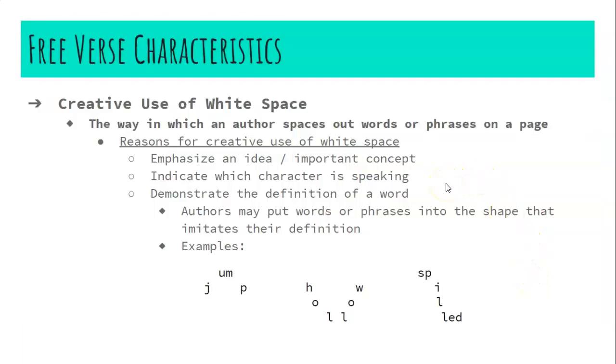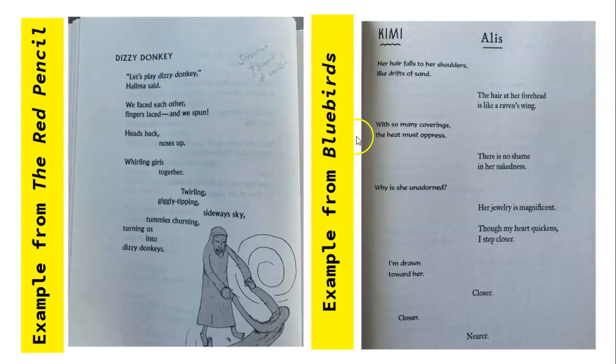It might be to demonstrate a definition of a word or an event. So in this first poem on this side, which is actually just a few poems into The Red Pencil, Dizzy Donkey, if you've ever spun around really, really quickly, you've probably gotten very dizzy and you might have stumbled and had a little bit of a hard time walking or maybe even tripped afterwards.